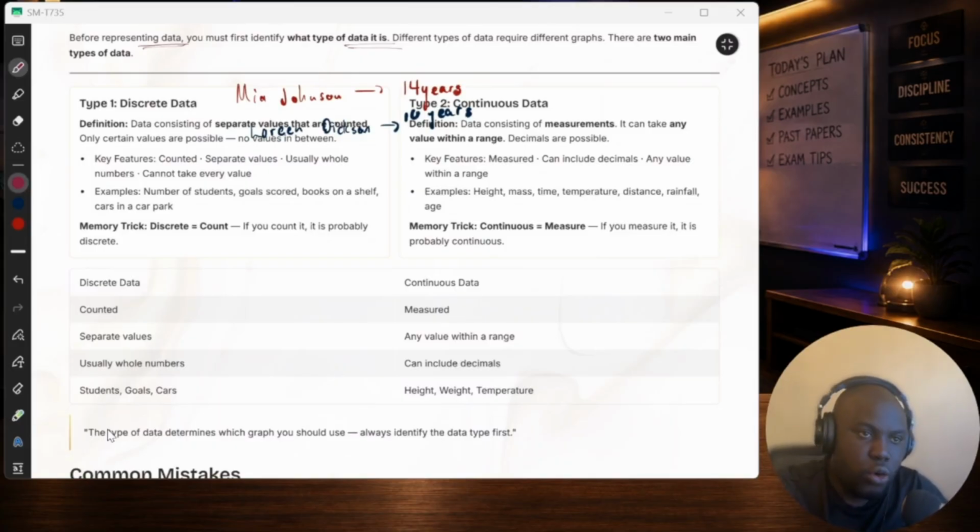Now, after collecting all this data, maybe it's people's height, or the mass of all students in a school, or the ages of all students in a school. So you've just collected this data. Now you want to represent it.